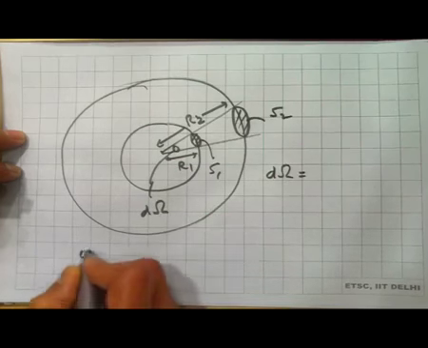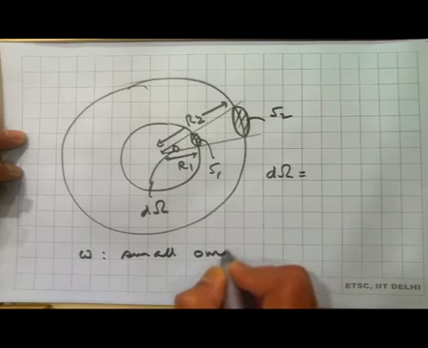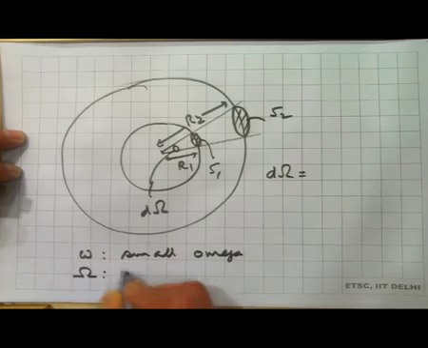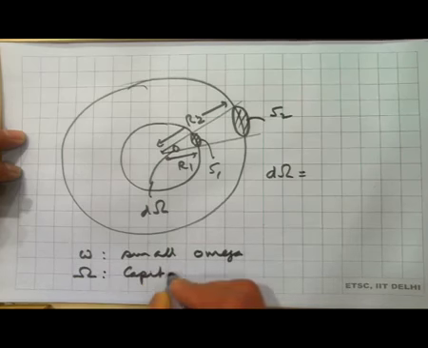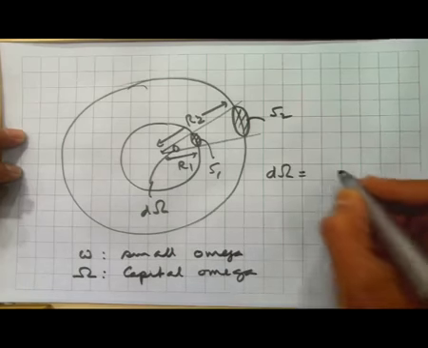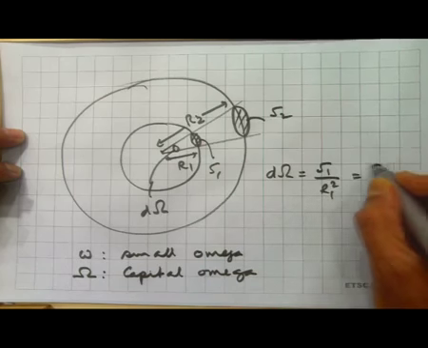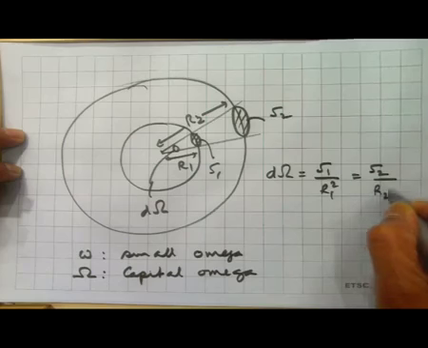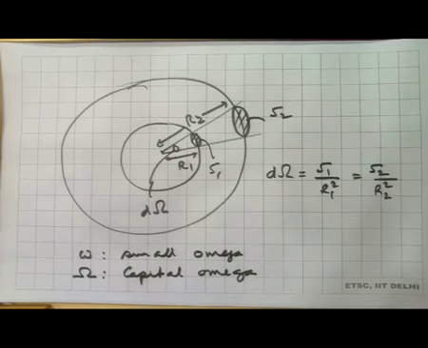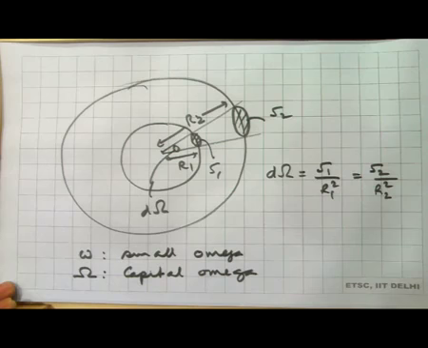Please remember, this is small omega, this is capital omega. d omega is equal to S1 by R1 square, which is also equal to S2 by R2 square. Areas S1 and S2 are different. This could be the moon, this could be the sun. Areas are different, distances are different, but both of them subtend the same solid angle.